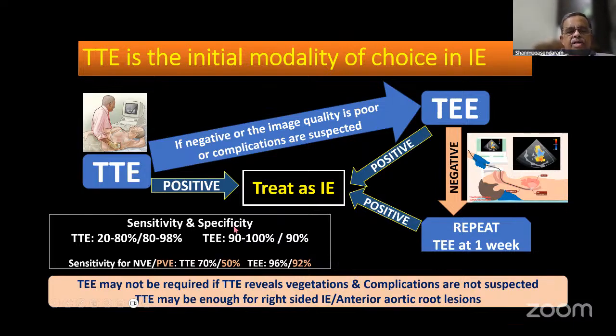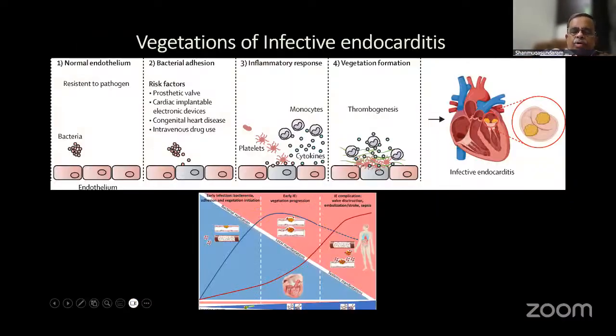And look at the sensitivity and the specificity of transthoracic echo. Sensitivity is less, but transesophageal echo has a sensitivity rate of close to 100%. It is particularly so in prosthetic valve endocarditis. Transthoracic echo alone may be enough for right-sided infective endocarditis because TEE is not going to tell more information about right-sided infective endocarditis. Similarly, in a patient with aortic prosthesis, if there are any aortic root lesions in the anterior part of the aorta, it is the transthoracic echo which offers much better information than transesophageal echo.